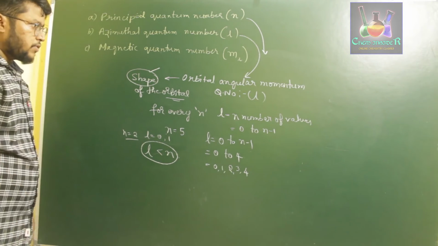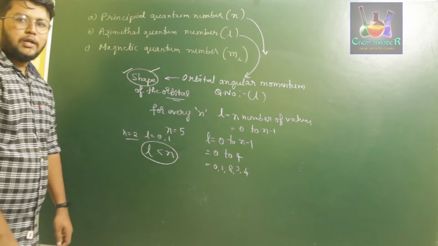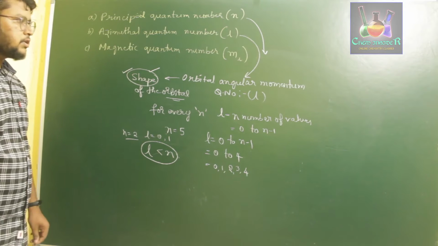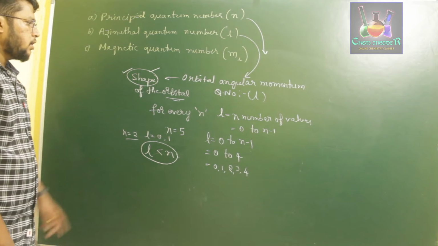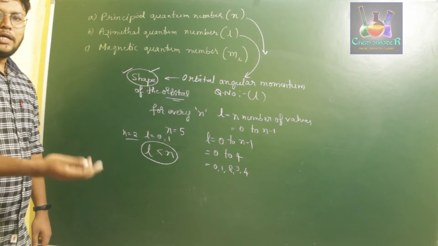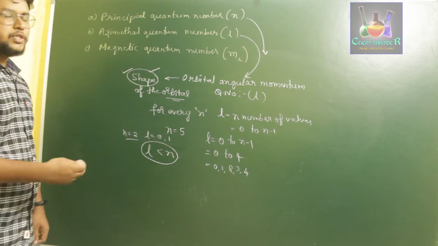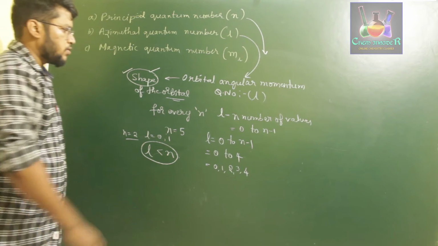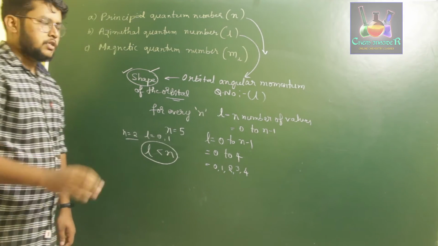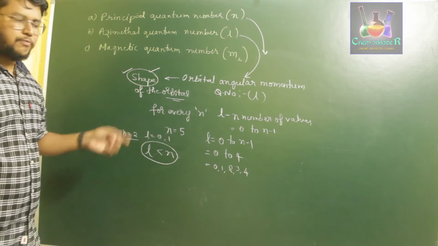So what is the use of the azimuthal quantum number? It explains the shape of the orbital, and using the L values, we can determine the sub-levels of the shell values. We can determine the sub-shell values.